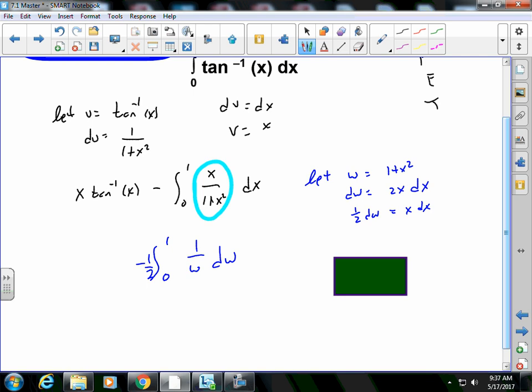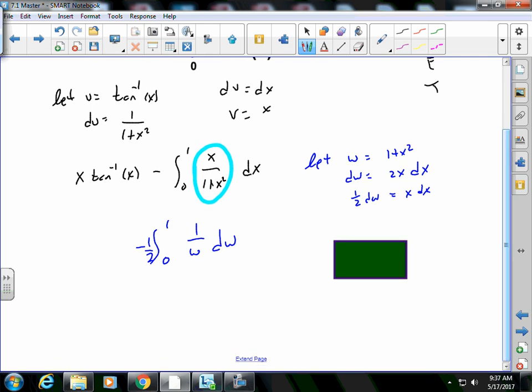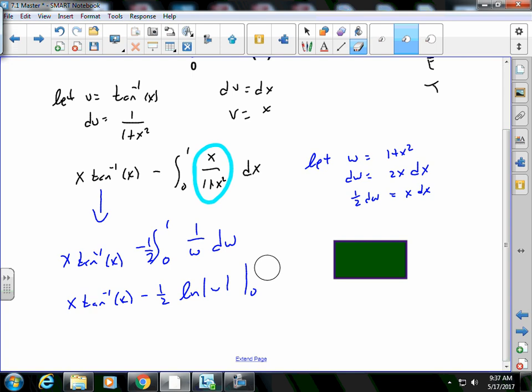This is something that we had learned to do in Calc 1. I can then, don't forget to bring this part down, x arctan of x. I then leave the left-hand side alone. I'm going to integrate. 1 over w is the natural log of the absolute value of w. And I'm going to evaluate that from 0 to 1, not negative 1.